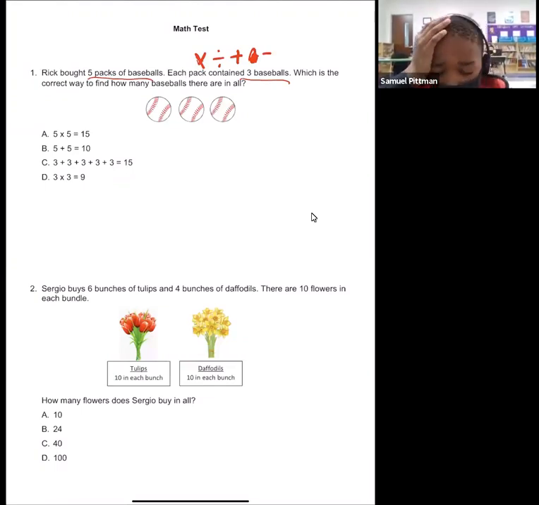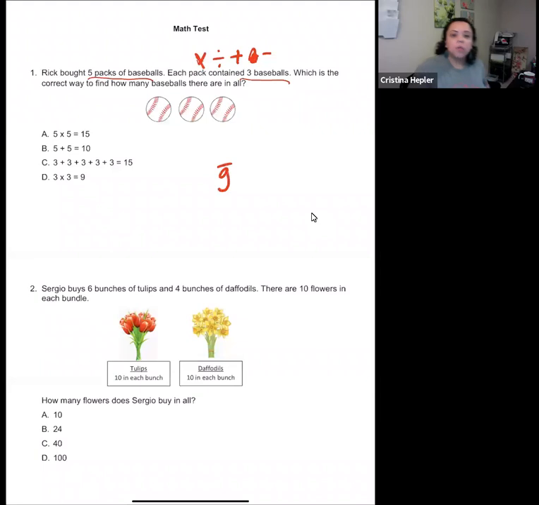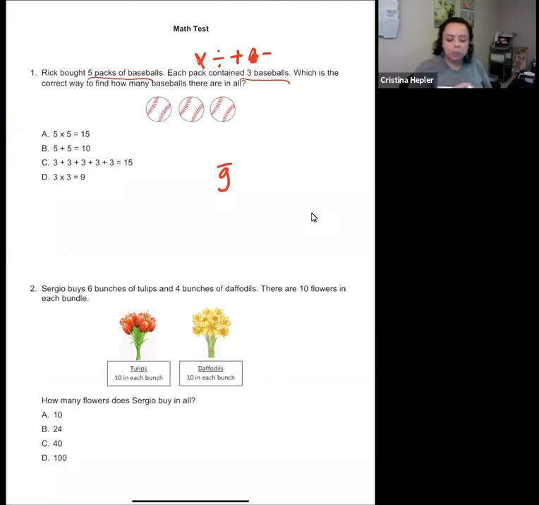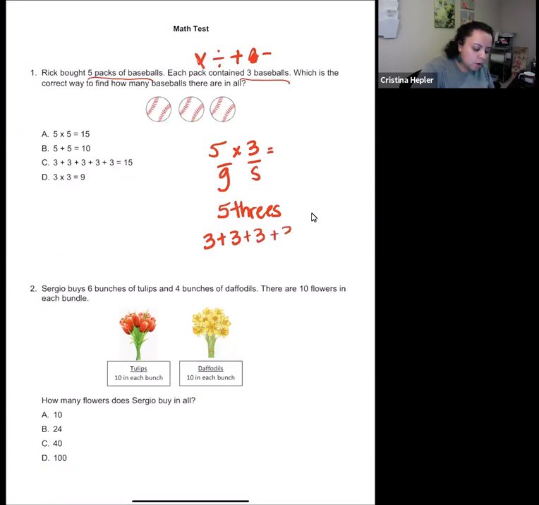So 5 packs are my groups because they're the ones doing the holding. What goes inside is my size. So my size is 3 baseballs. So 5 times 3 equals 5 threes. So 5 threes is this: 1 three, 2 threes, 3 threes, 4 threes, 5 threes.